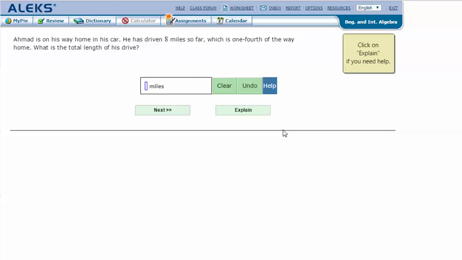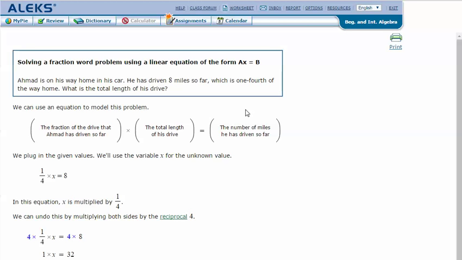Here's an example problem. Ahmad is on his way home in his car. He has driven 8 miles so far, which is 1/4 of the way home. What is the total length of his drive? Let's click Explain. We can use an equation to model this problem.